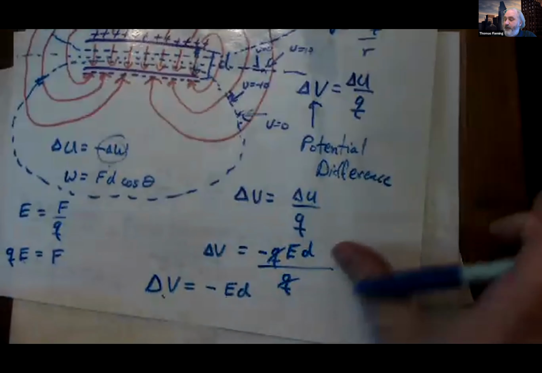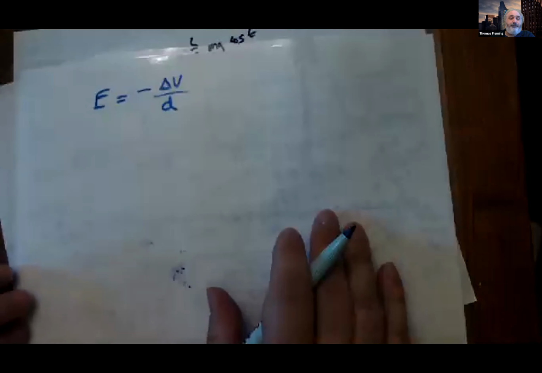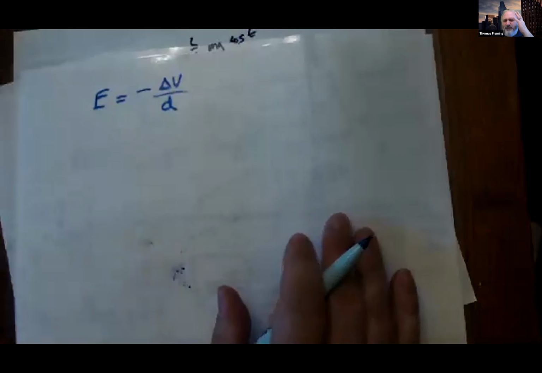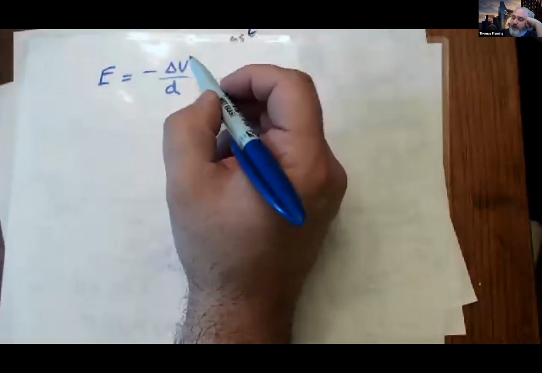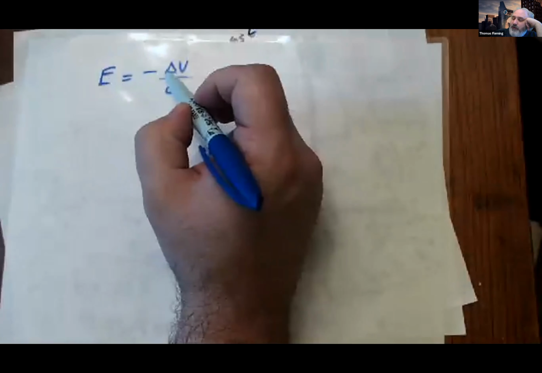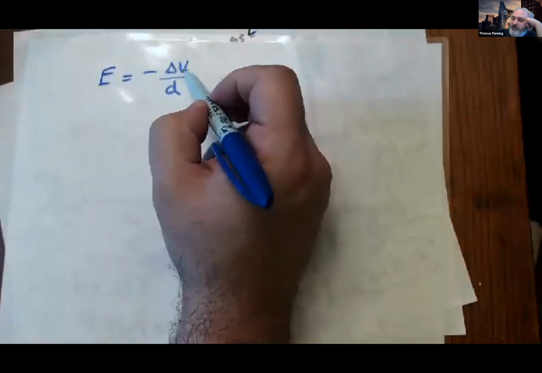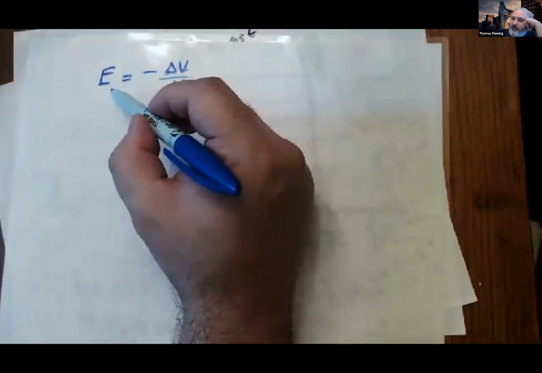Cool. And in fact, the way we sum all this up is we usually rearrange this and we say that E is negative delta V over D. What does that even mean? Well, the way I like to think about it is it says that the electric field is related to how much V changes when you go from one place to another. If you take how much V changes divided by how far you moved, that tells you how big E is.